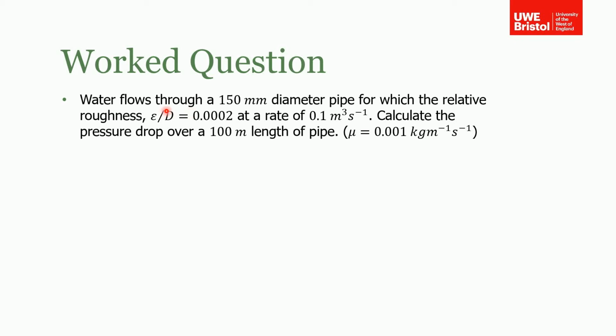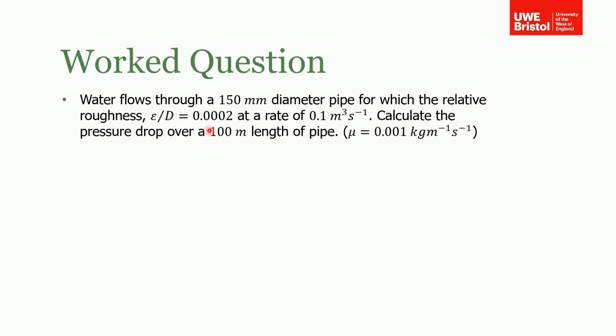In this question we have water flowing through a 150mm diameter pipe, and we're told the relative roughness, and just remember that's the roughness of the pipe divided by the diameter, and that's 0.0002. We're given the volumetric flow rate, so we need to calculate the pressure drop.